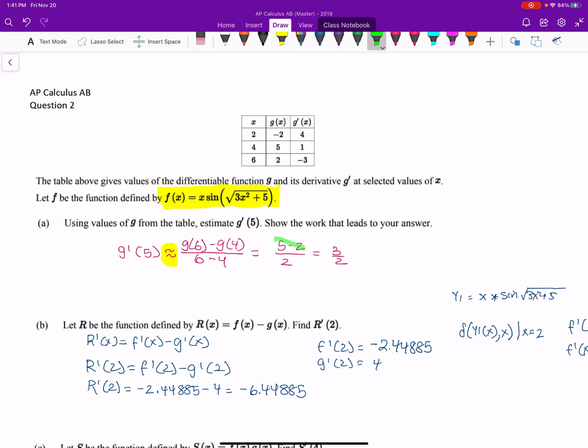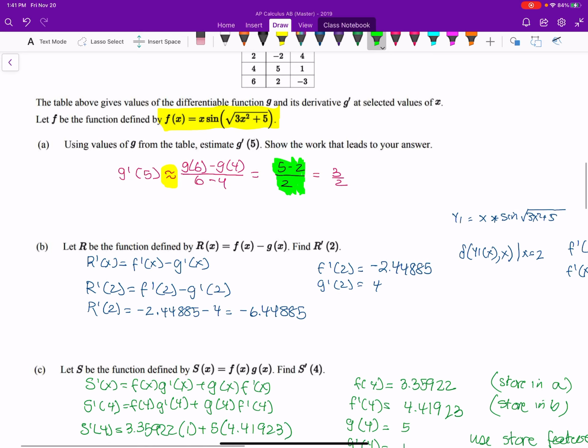Technically, you could stop here. You don't have to simplify, but you have to actually show which values you're picking. You can't just write g of 6 minus g of 4. You have to substitute in the actual values, but then you can stop.